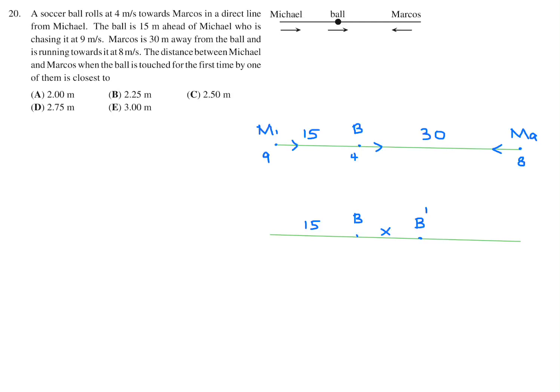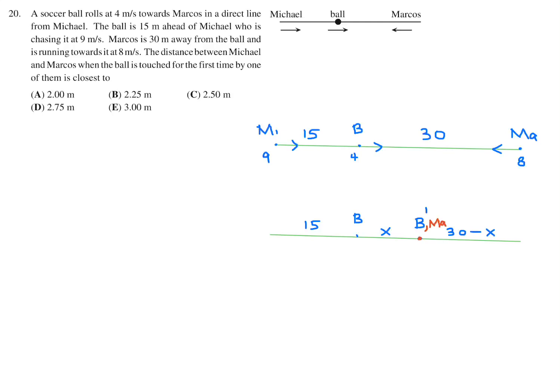Now we've put an x there, so therefore this has to be 30 minus x. Now let's figure out what is the position for Michael and Marcos. Well, one of them gets to the ball first. And who is it? Well, I don't know if it's Michael or Marcos, and I've got a 50-50 shot here. So I'm going to go with Marcos. I'm going to say that Marcos eventually reaches the ball first.